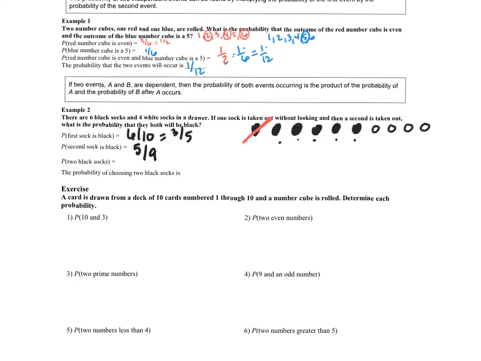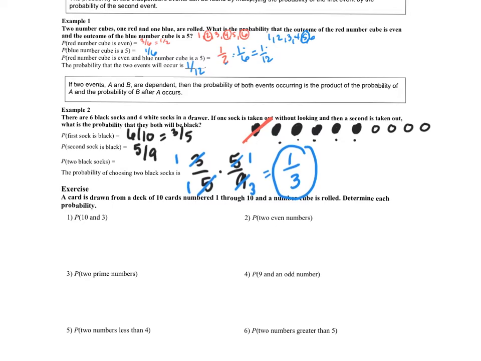Now, what's the probability of 2 black socks? You multiply 3 over 5 times 5 over 9, because you multiply the probability of each together. I'm going to cross reduce because I like to do that. If you don't understand that, just multiply straight across, 3 times 5 and 5 times 9. Either way, it's going to simplify to 1/3. Okay, let's keep on going.